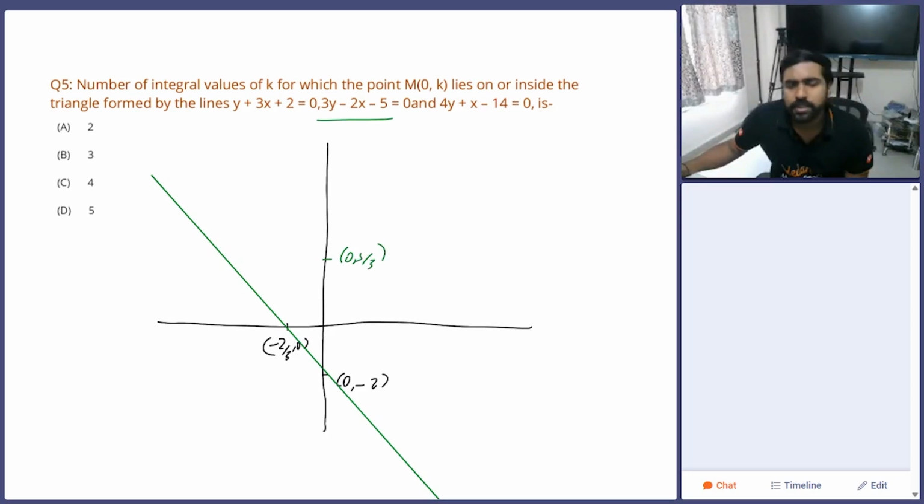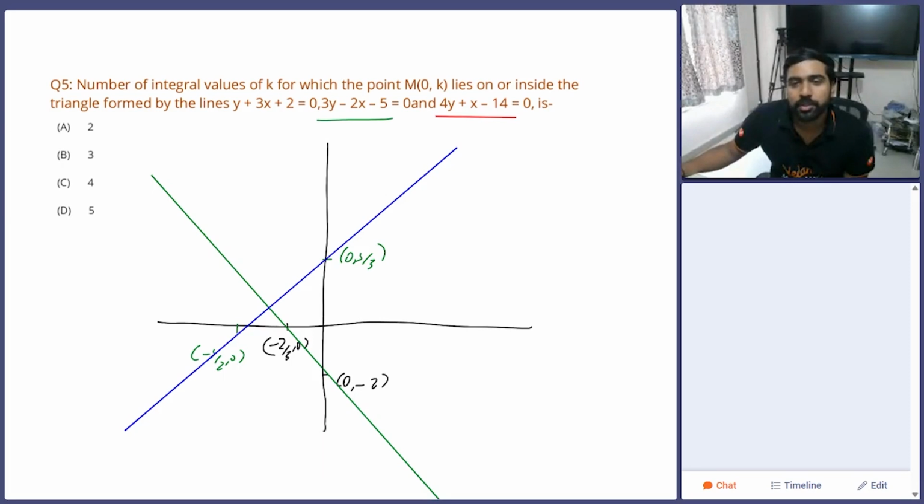This is where I'll say that (0, 5/3) lies somewhere over here. Then when you put y equal to 0, x you are getting as -5/2. So -5/2 lies somewhere over here. So (-5/2, 0). So this is line 2.